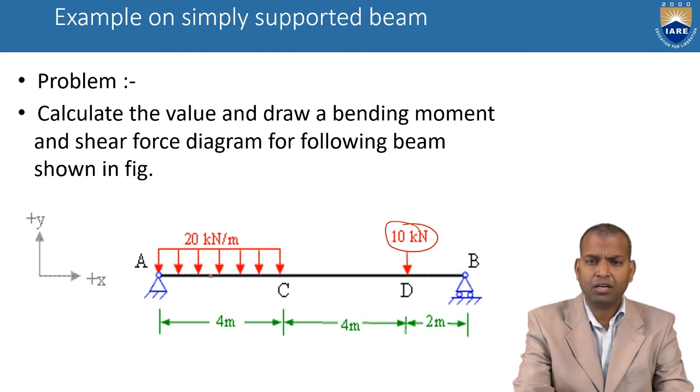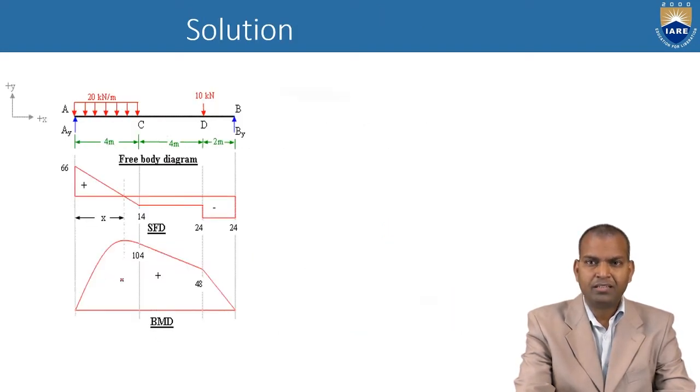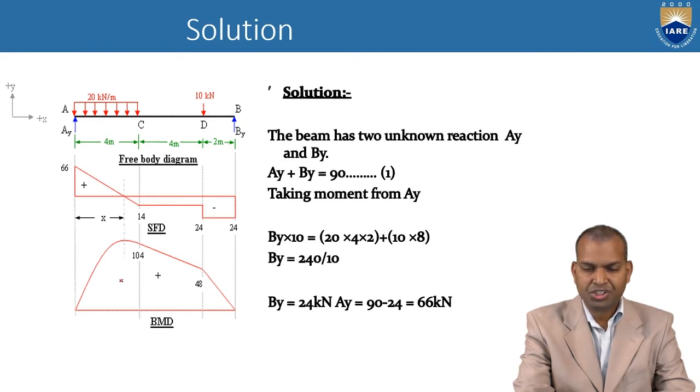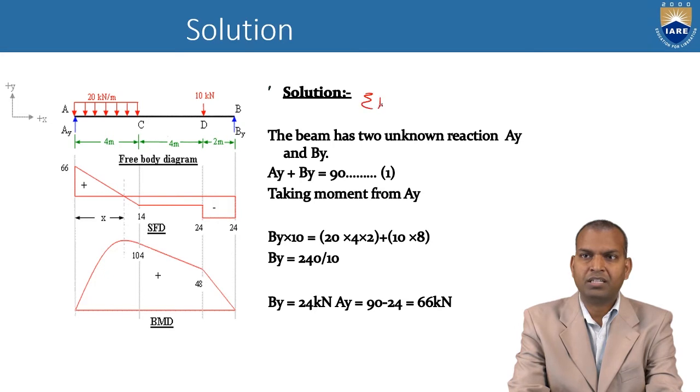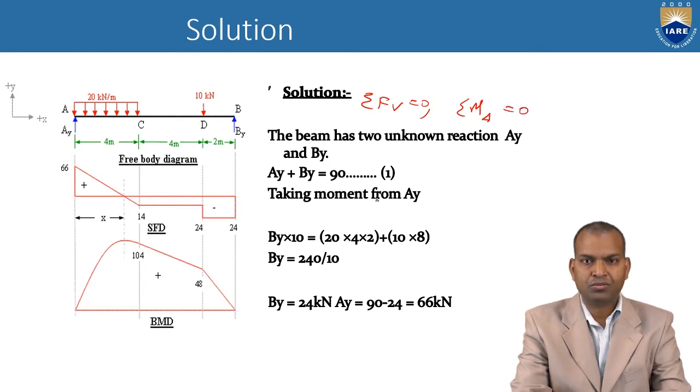Whenever we have to solve for shear force and bending moment values, or if we want to draw the shear force diagram and bending moment diagram, we have to find the support reactions. Those support reactions can be obtained with the help of two equilibrium conditions: sigma FV equal to 0, the algebraic sum of vertical forces equal to 0, and moment equilibrium about any arbitrary point, that is point A, equal to 0. Now sigma FV equal to 0.